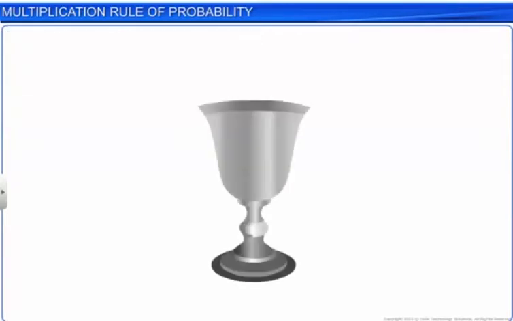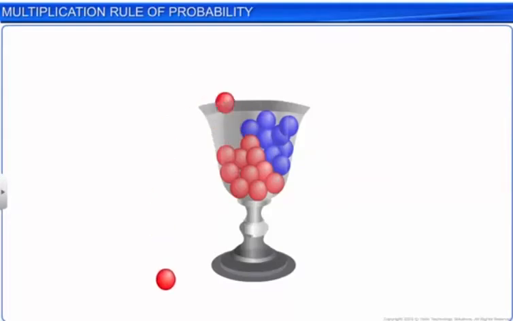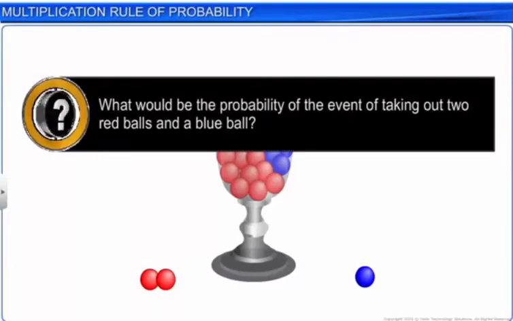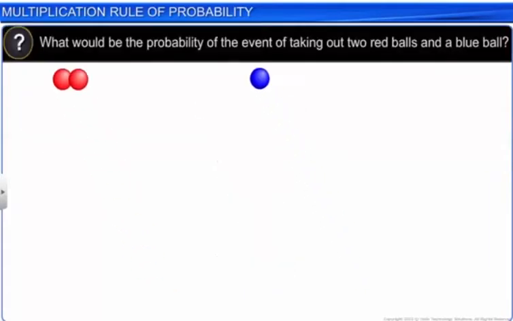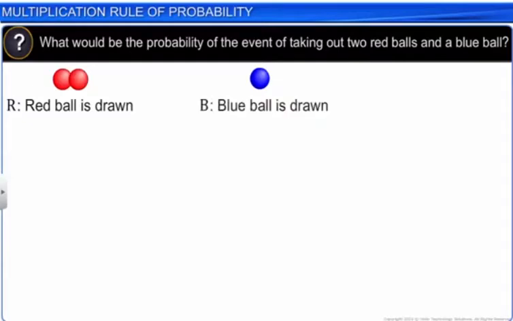Let's consider an example. An urn contains 12 red balls and 8 blue balls. Suppose we take 2 red balls and then a blue ball one after another without replacement. What would be the probability of the event of taking 2 red balls and a blue ball? Let R be the event of taking a red ball from the urn. Let B be the event of taking a blue ball from the urn.